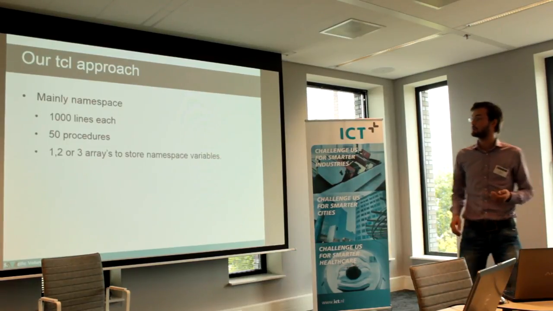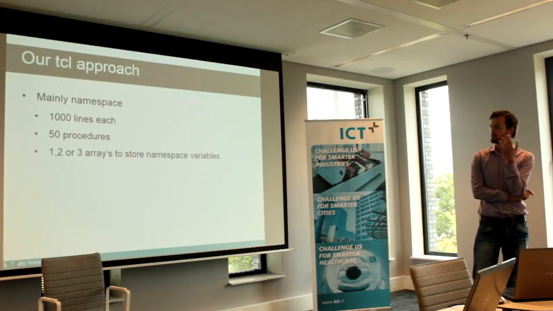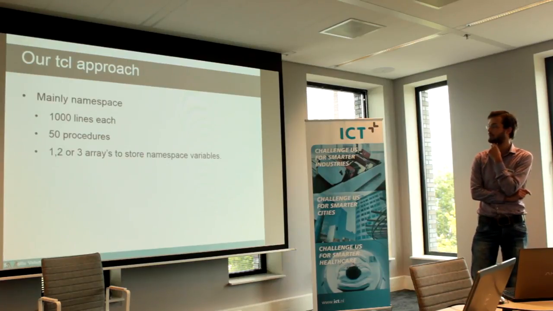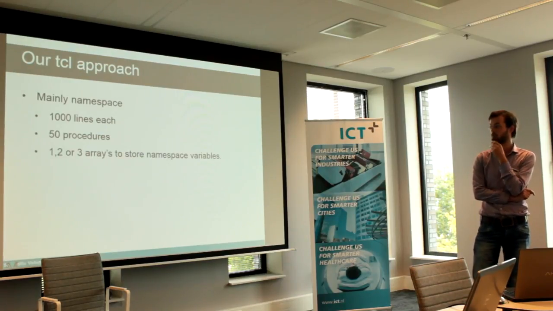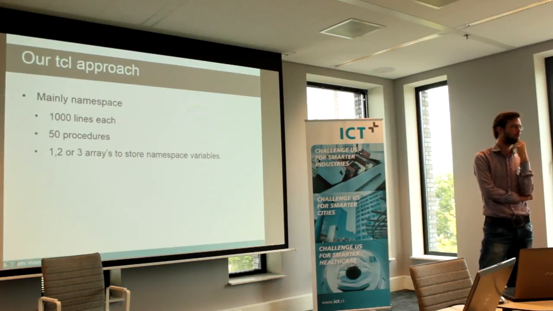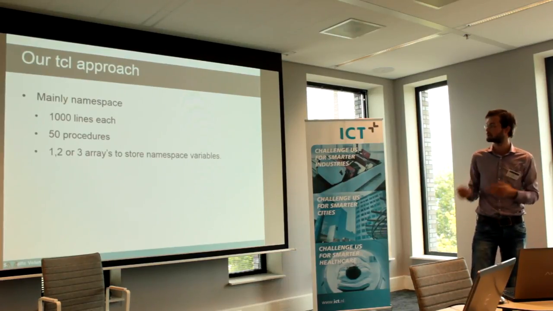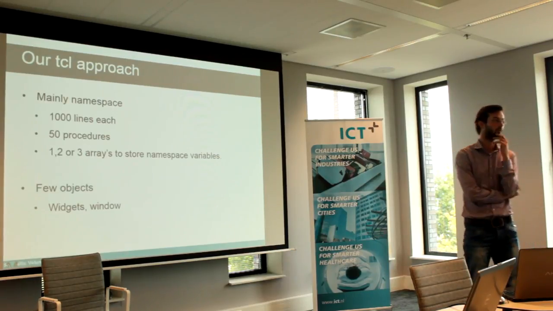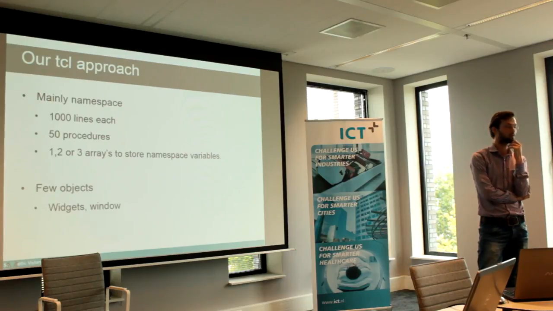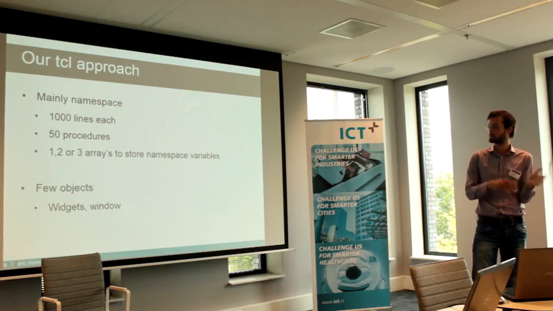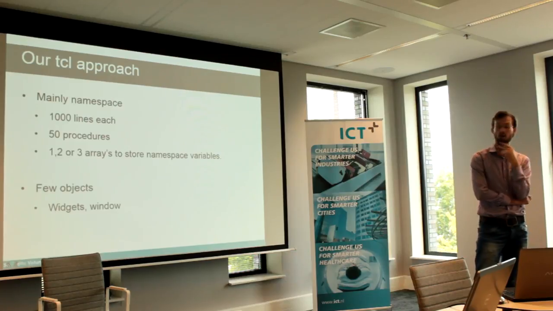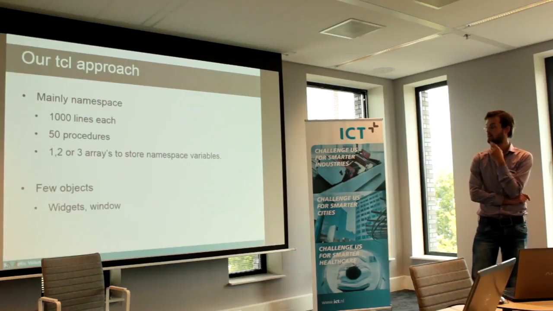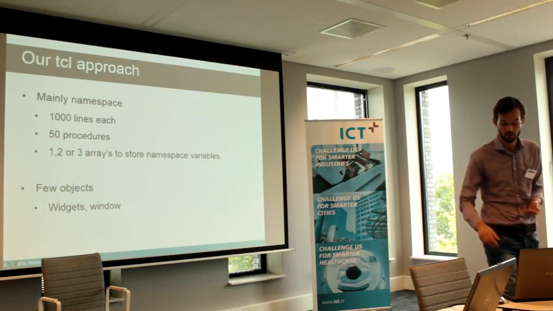In our typical process, we mainly use namespaces. Every namespace is around 2,000 lines, and some get bigger and bigger. Most of the time, a namespace has 50 procedures, and we use one, two, or three arrays for the namespaces to store namespace variables. We also use a few objects. We try to make some objects besides having namespaces, but so far we haven't figured out what the advantage of objects is over namespaces, and that's something we want to figure out here.